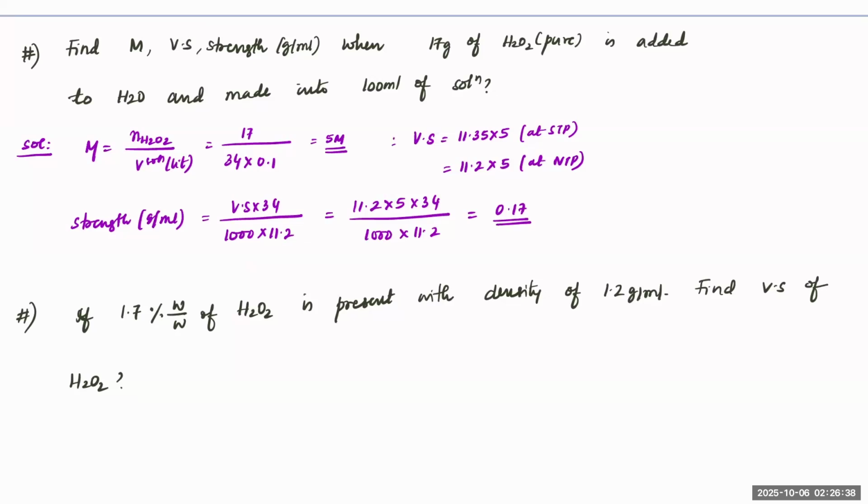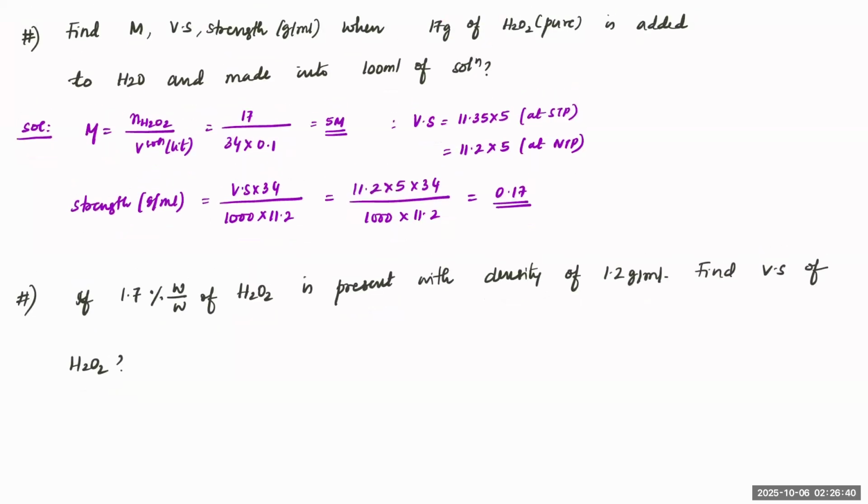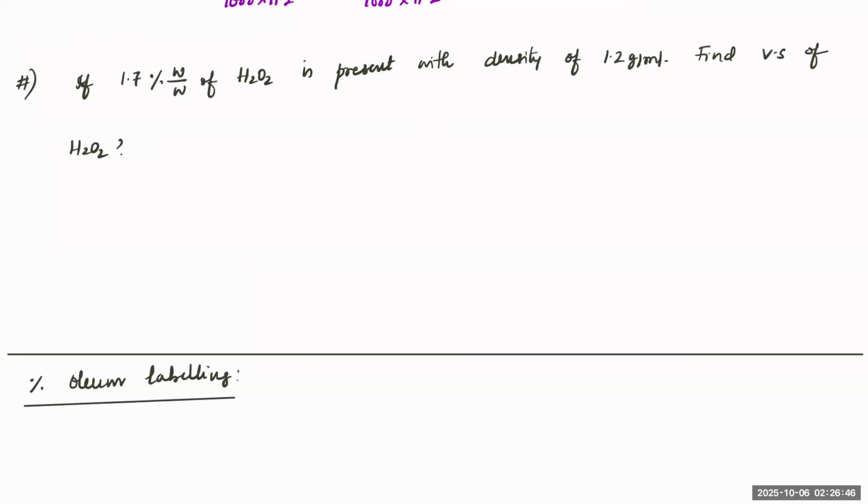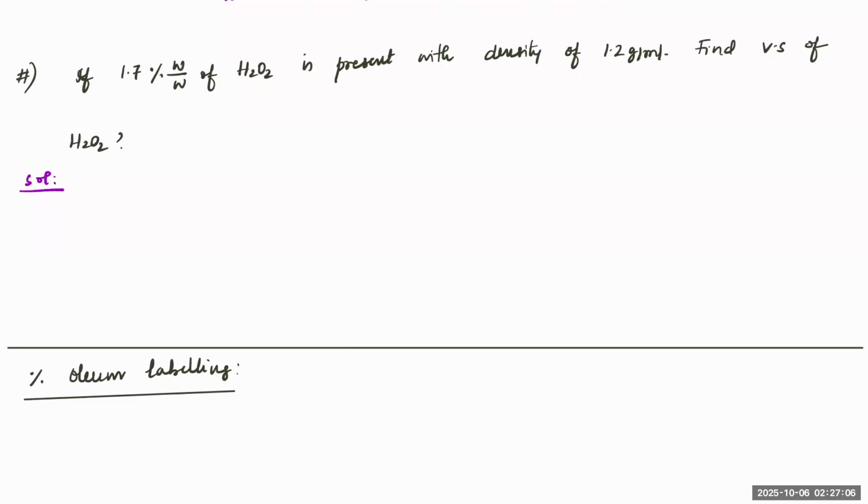I suppose everybody got that. What is volume strength? See the next question. 1.7 percentage weight by weight of peroxide is present with density of 1.2 gram per ml. Find the volume strength of peroxide. Now, percentage weight by weight and density, we know how to relate them.